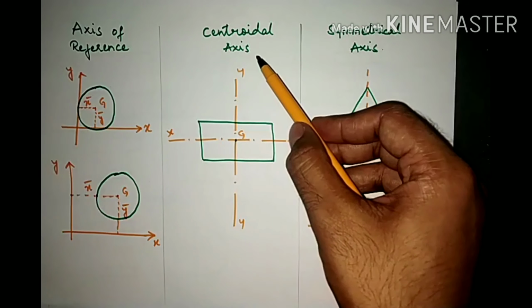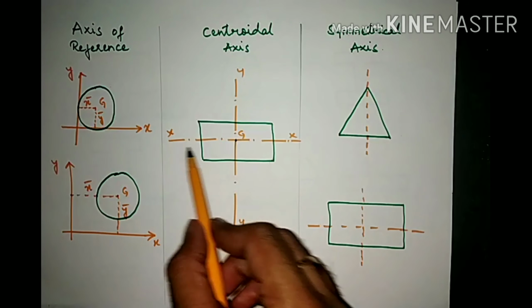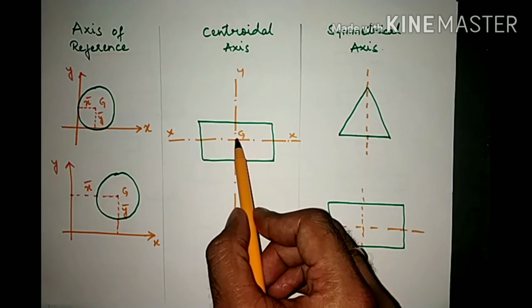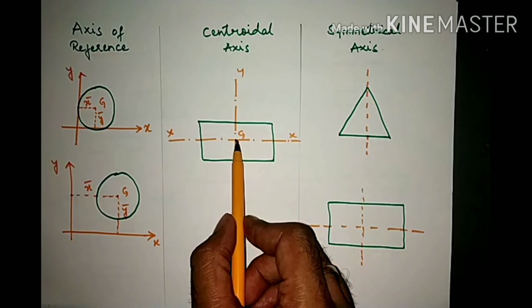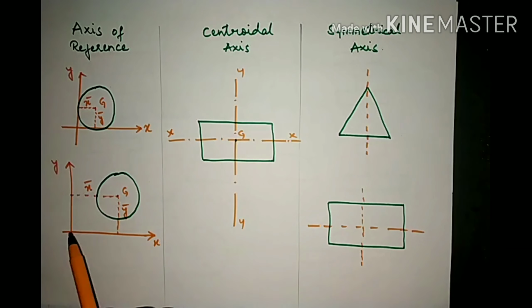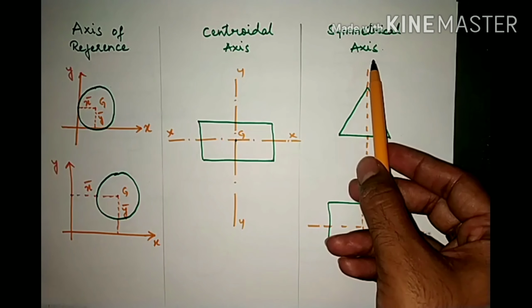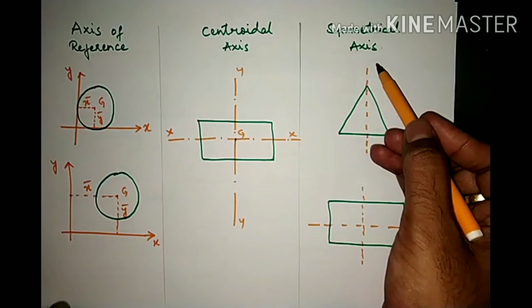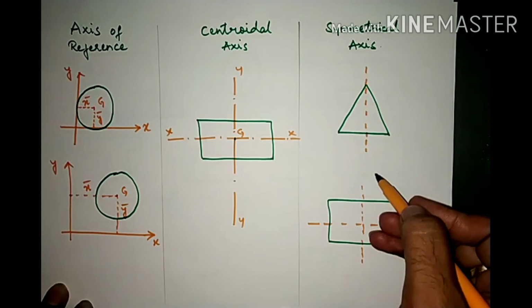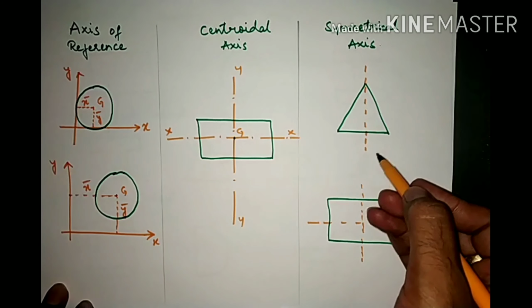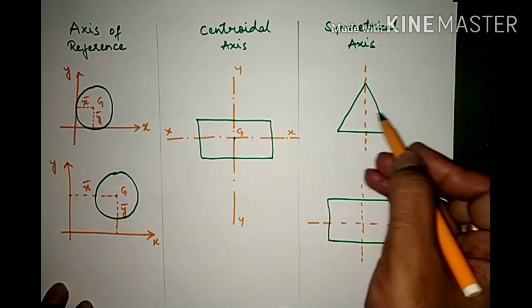Next is the centroidal axis, the axis which passes exactly through the centroid. So this is xx and this is yy, which is passing through the centroid of this rectangle, that is G. And now coming to the symmetrical axis. Symmetrical axis is nothing but the axis along which, if you cut, it will form two equal parts.